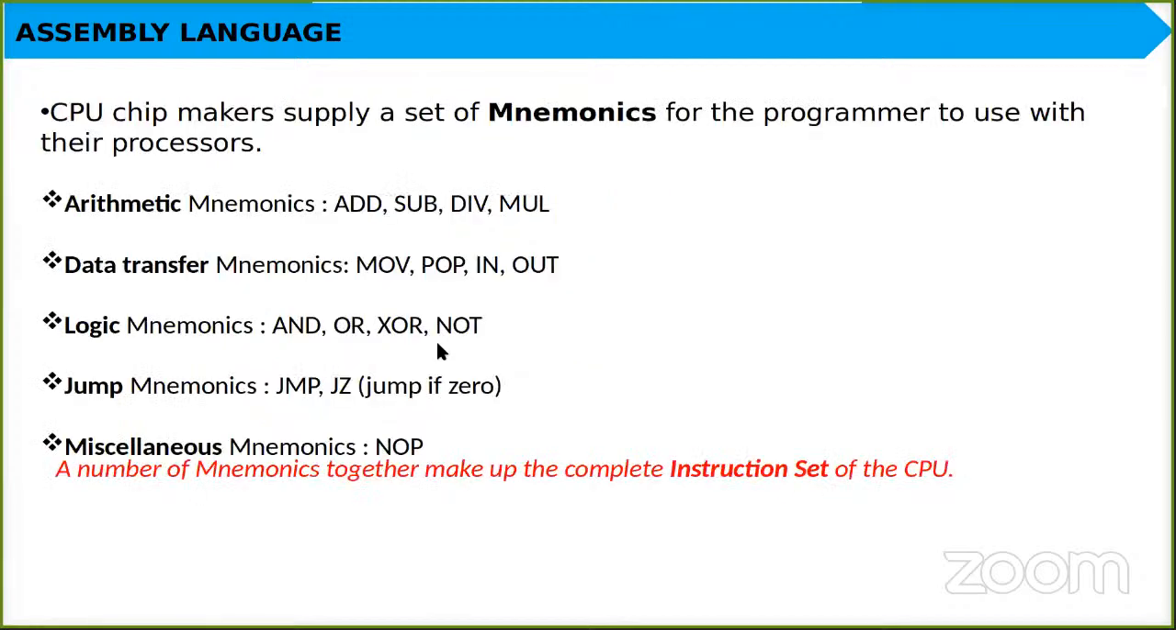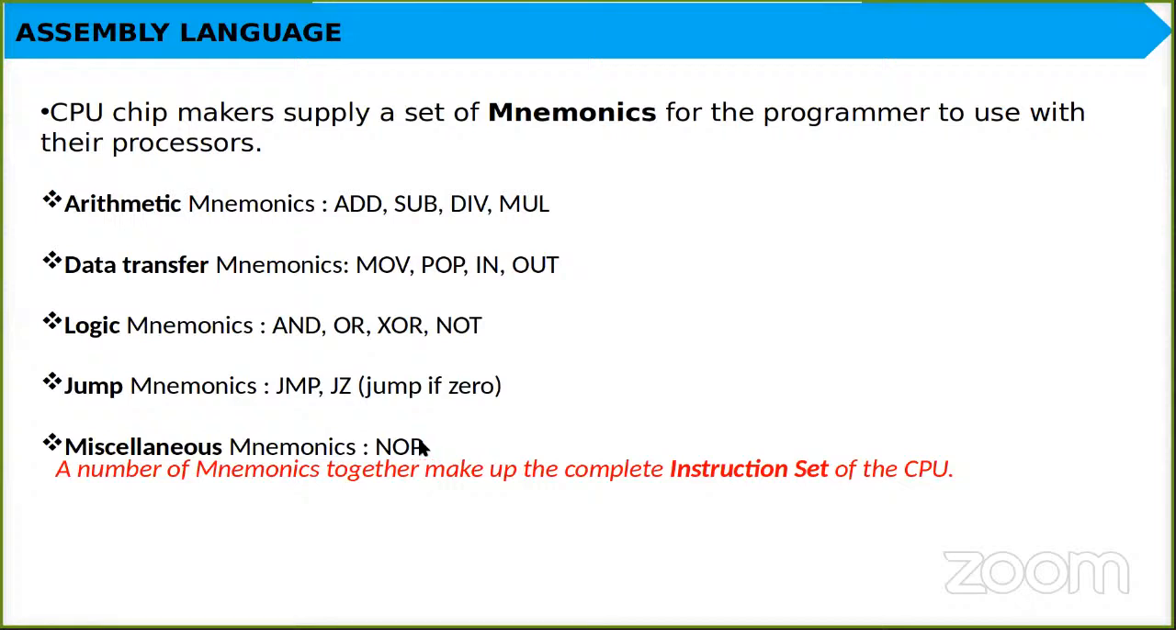Move के जैसे there are different kinds of mnemonics, right? You have arithmetic mnemonics: add, subtract, divide, multiply. You have data transfer mnemonics like move, pop, in, out. Logic mnemonics like AND, OR, XOR, NOT. Jump mnemonics like JMP, JZ, and other mnemonics like NOP means no operation as such.